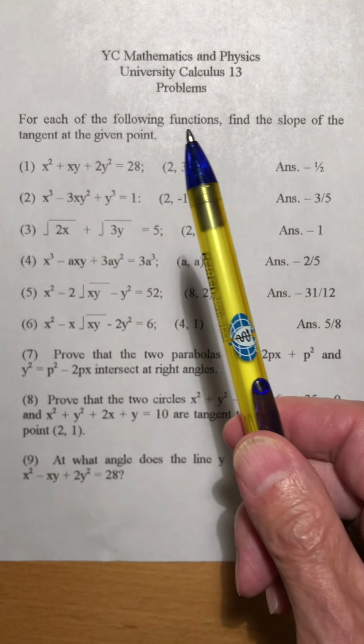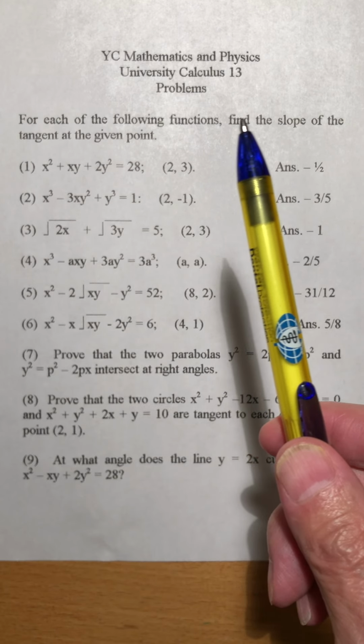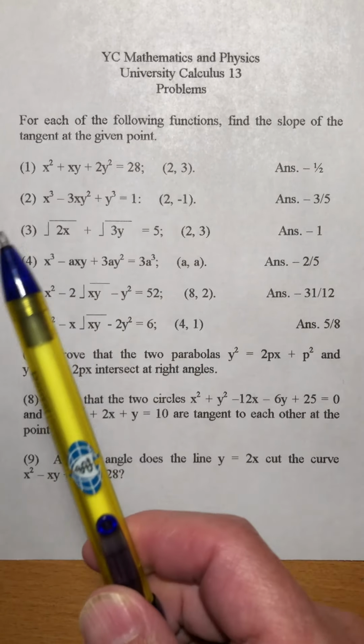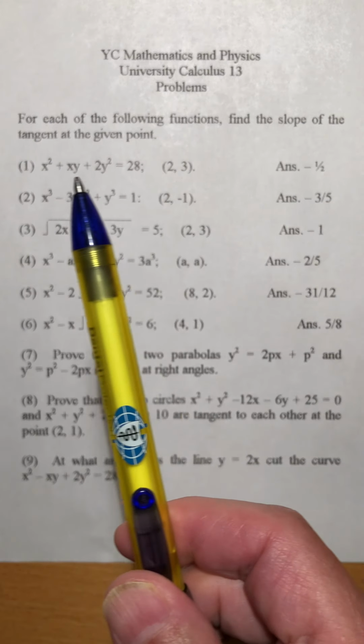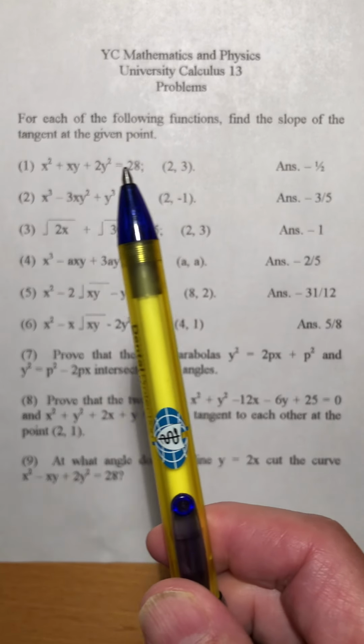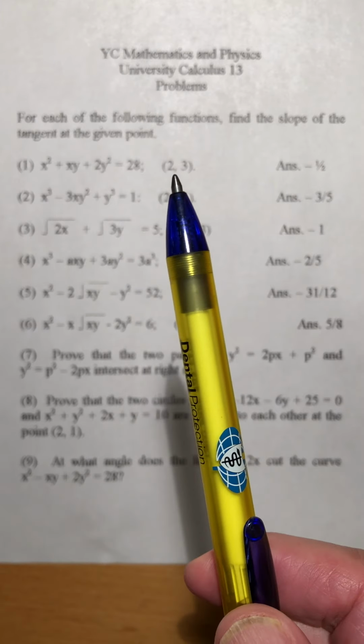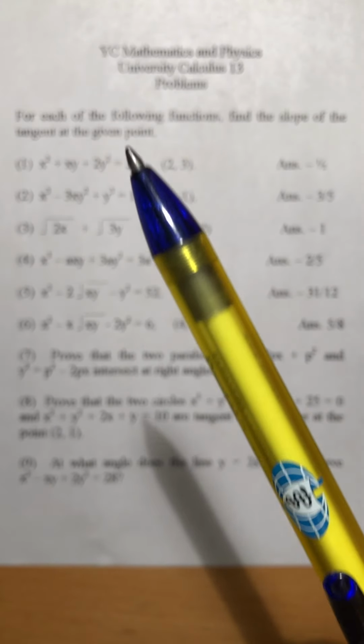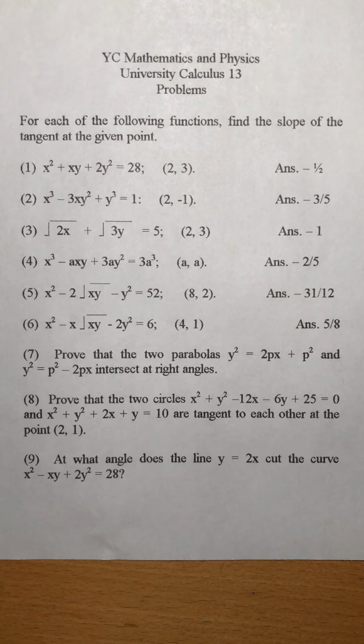For each of the following functions, find the slope of the tangent at the given point. So this is a function, which means you have a graph. And a point is given. This point is on the graph. And you draw a tangent at this point. What is the slope of that tangent? And this is the question.